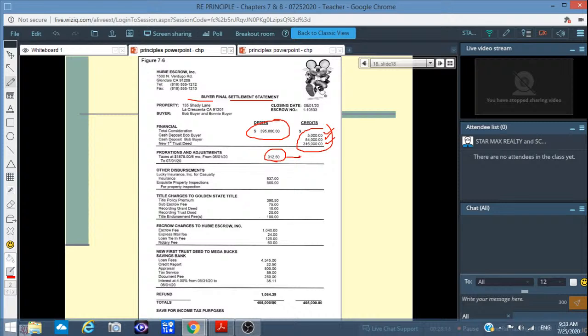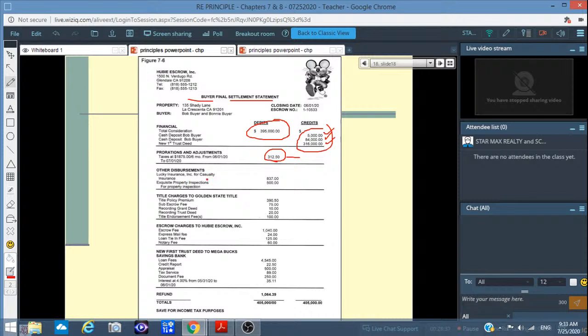Taxes overpaid by the seller, so they're paying it back, okay. So basically, they're buying the house for 395, okay, 5,000 for initial deposit, 84 for the balance of the down payment, and 316 for the loan, okay, money from the bank.